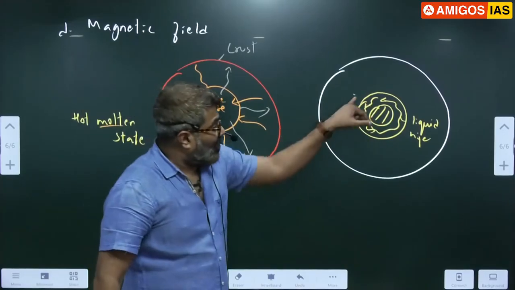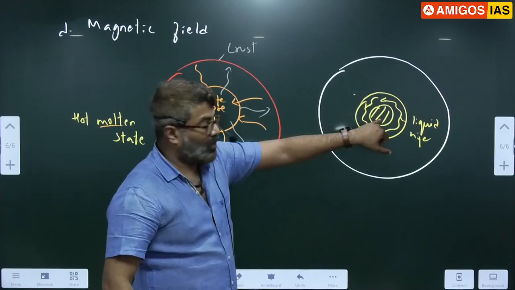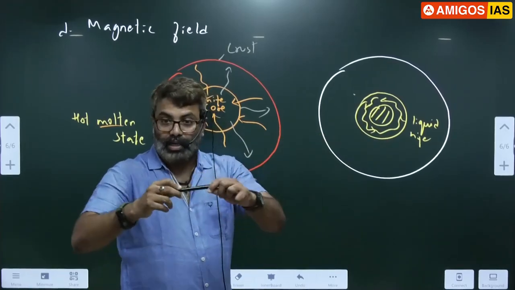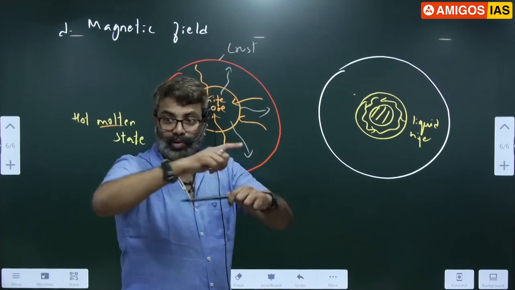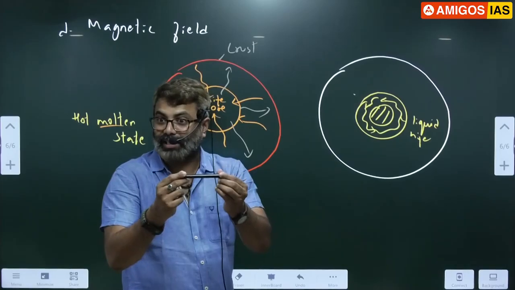Okay. So the movement of material in the outer core magnetizes the inner core. Please remember this. Like a solenoid. You might have seen a solenoid. It's like a wire, and you pass another electric coil around it and pass electricity through it. So this center rod gets magnetized.